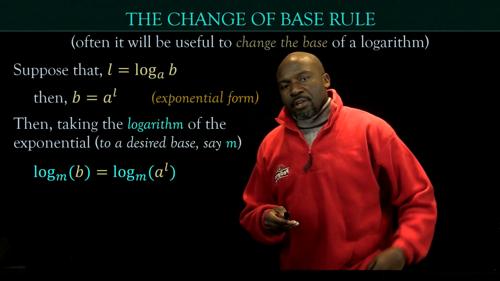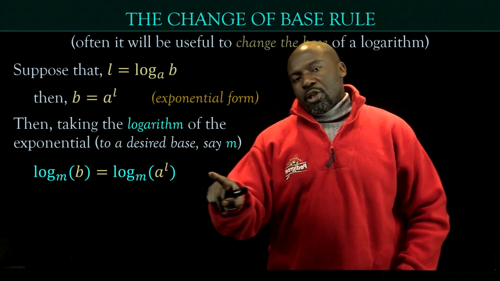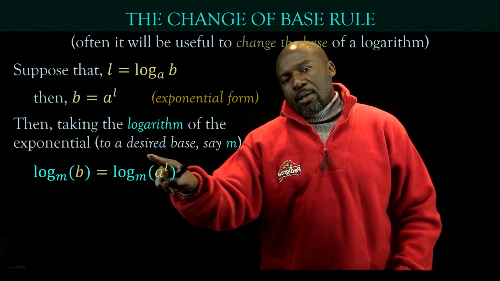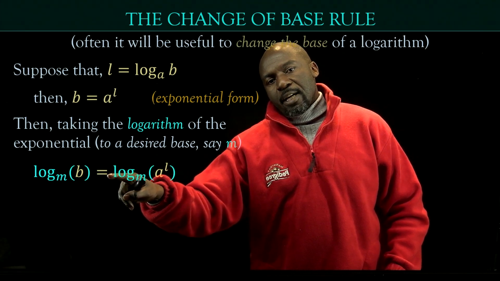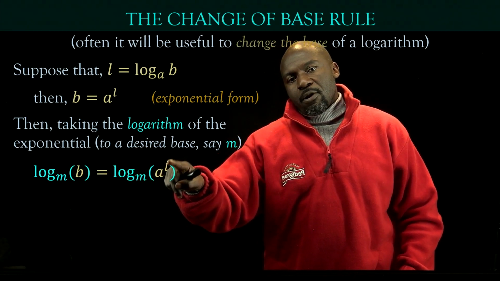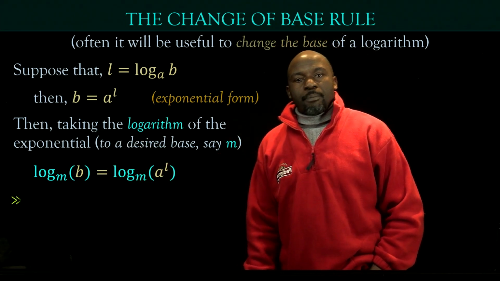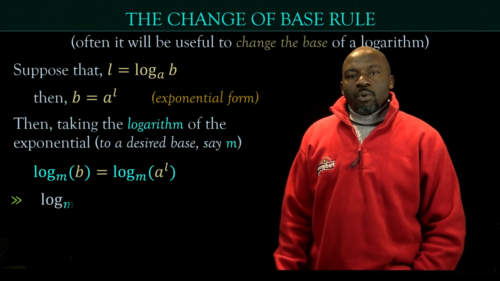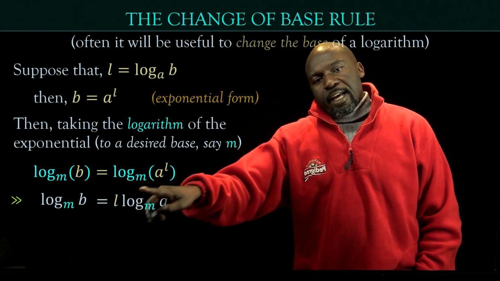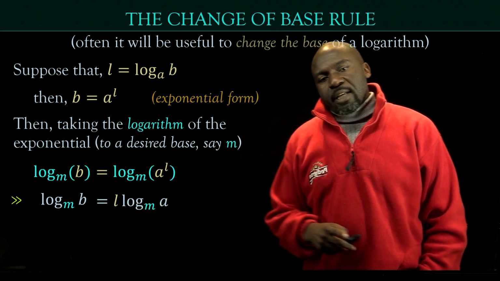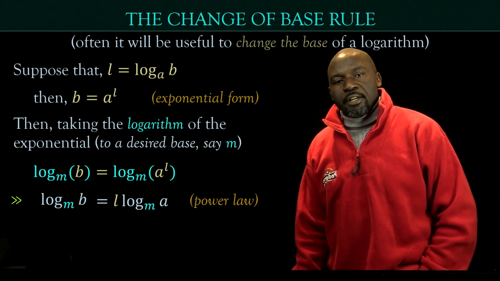And now I can make use of my law number 3, which was the power law, to move this L from the top to the side, since the two are the same. So using the power law, we will have log to base m of b must be equal to L multiplied by log to base m of a, and that is due to the power law that we already know.